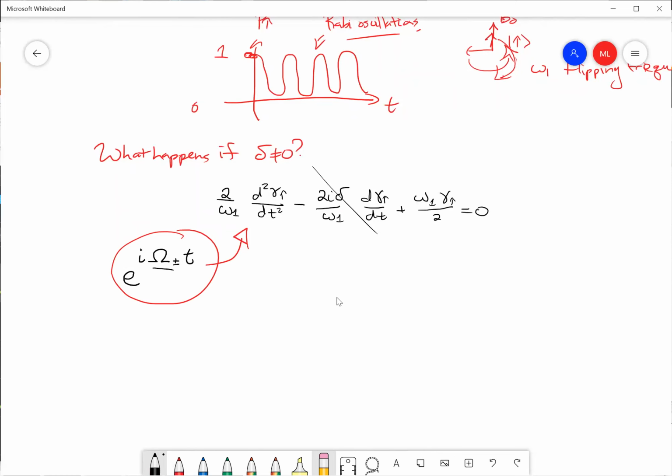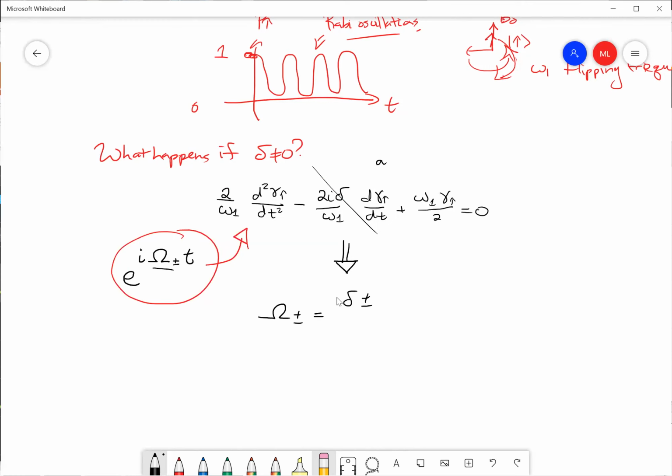And once you plug that back in, you will get an equation for the omegas. You just get a quadratic equation. You take two derivatives with respect to time, right? That'll bring down two factors of omega, so you get an omega squared. This will bring down one factor of omega, and the i's will cancel. So you just get one factor of omega here, and here you get no factors of omega. So in the end, what do you get?